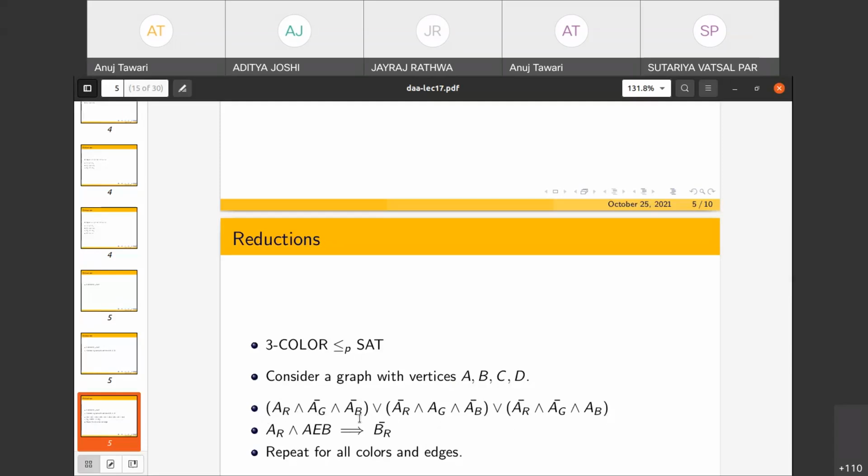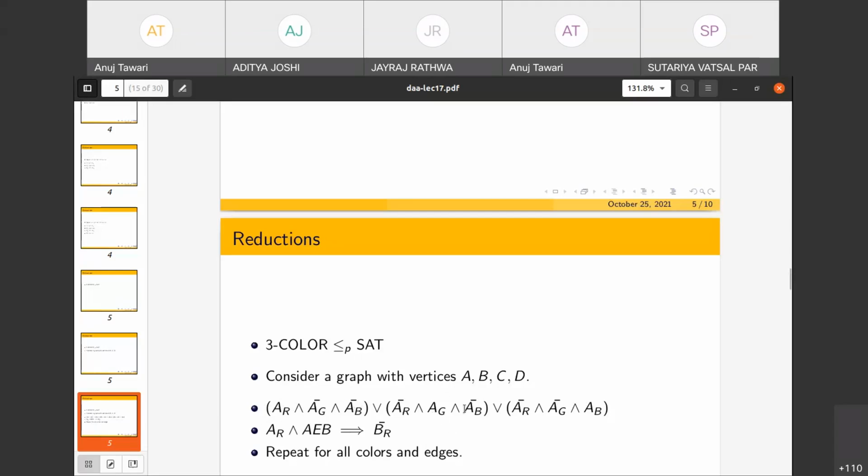Okay. So we want that every vertex should receive exactly 1 color. I'll just show you how you'll model this for vertex A. This first constraint is AR and AG bar and AB bar. That means that if AR is true, then AG and AB have to be false. So if A is colored red, you cannot color it with green or blue.